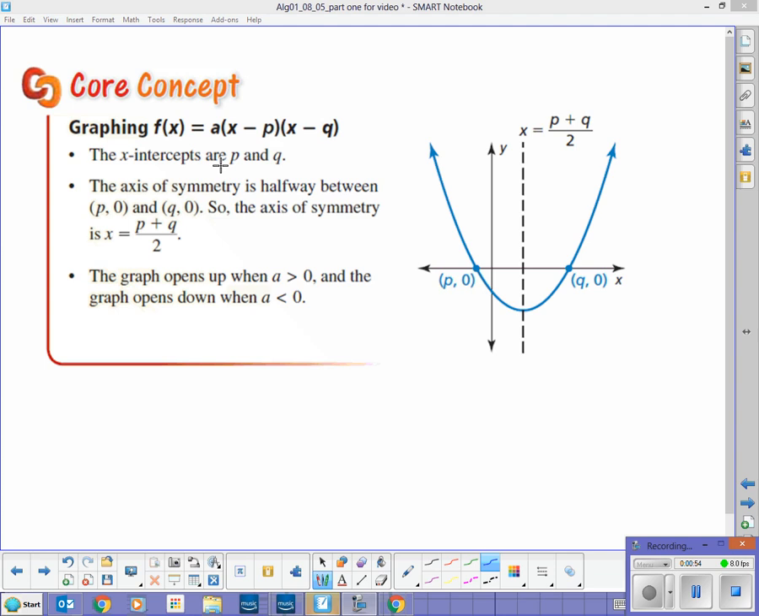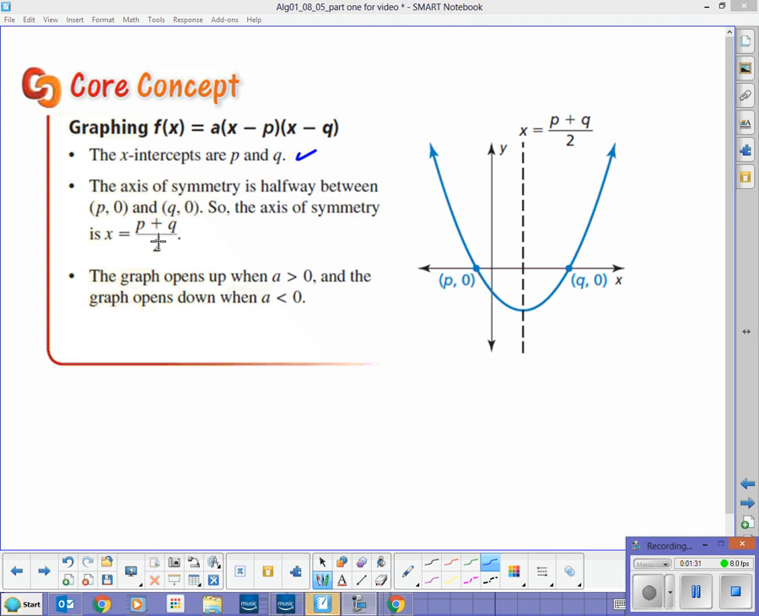Quite easily, you know that if x minus p equals 0, then x equals p. It's kind of like the opposite of negative p, the opposite of negative q. We've done plenty of those using the zero product property before, and that's all this is. In this case, we're going to plot them on a graph, and those are our x-intercepts, p and q, here and here.